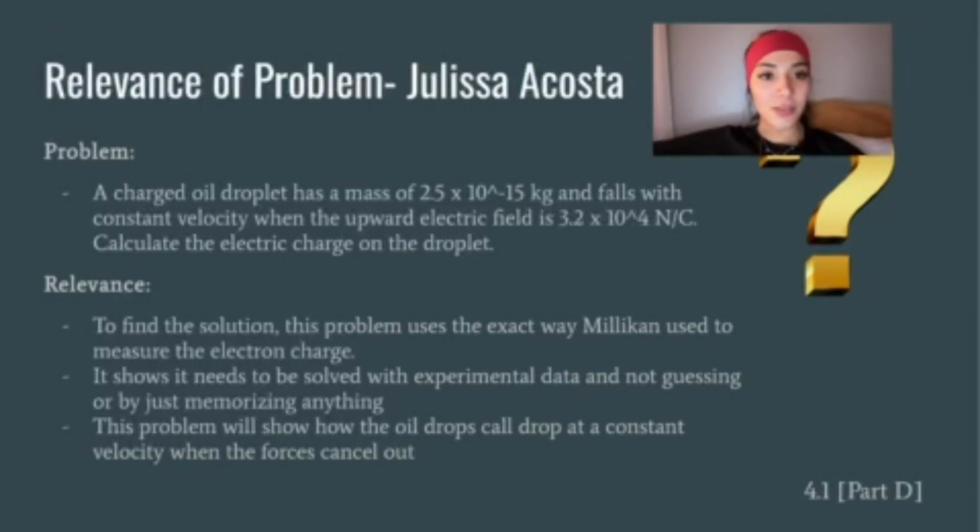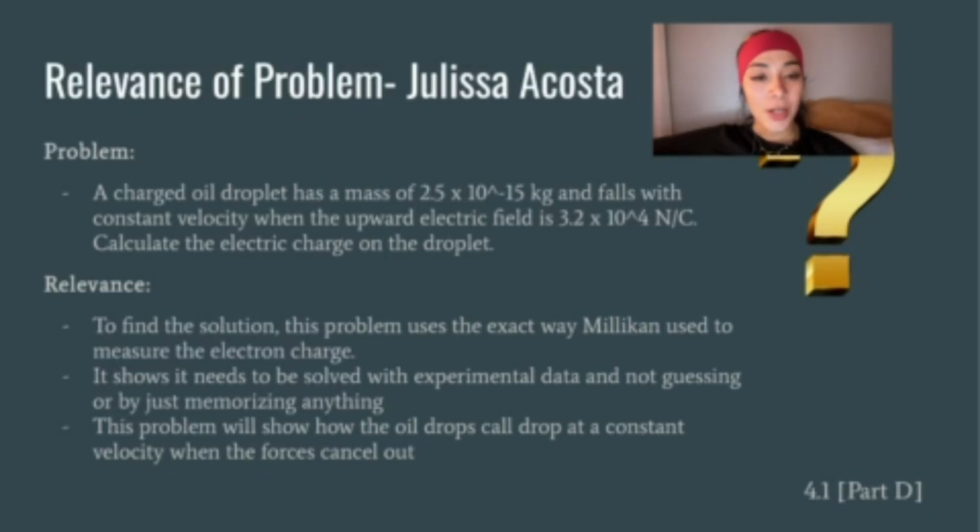Hi, my name is Julissa Costa, and I'm going to be doing my part D of the project. So, the relevance of the problem. My problem is: a charged oil droplet has a mass of 2.5 times 10 to the negative 15th power kilograms and falls with constant velocity when the upward electric field is 3.2 times 10 to the fourth power newtons per coulomb. Calculate the electric charge on the droplet. That's my problem, and the relevance to the electron charge is to find the solution.